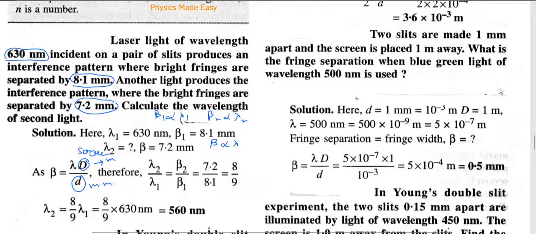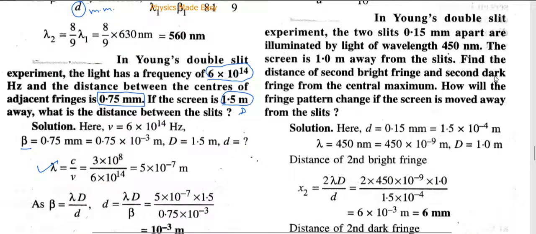Two slits are made 1 mm apart. Distance between the two slits, small d, is given. The screen is 1 meter away, it means capital D is given. What is the fringe separation when blue-green light of a given wavelength is used? Now the wavelength is given, so beta is to be calculated. Everything is given. Lambda is given, capital D and small d are given. So there is nothing to worry about.